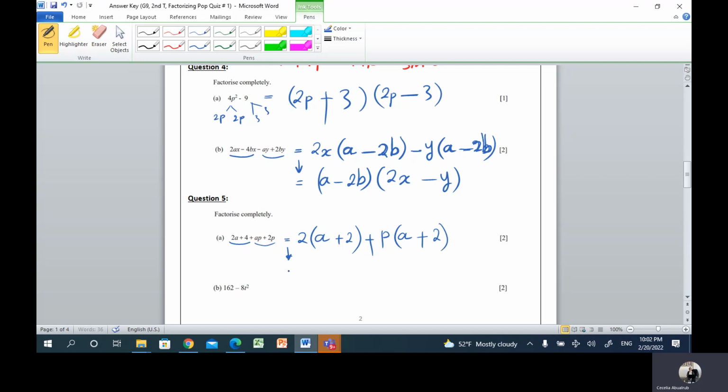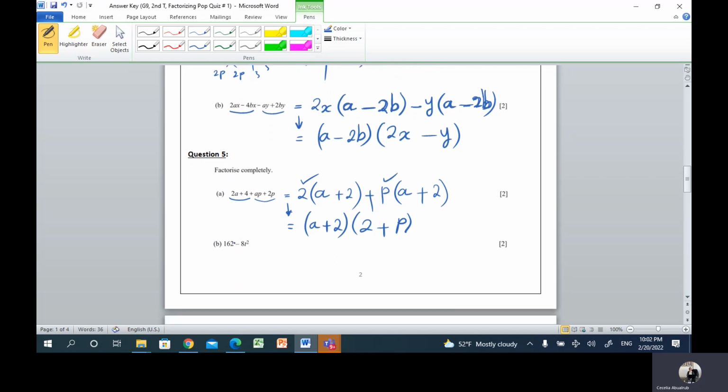Now what's common here is the expression a plus 2. So we put it inside a bracket and we open another bracket. What is left here? 2, plus what is left here? P. And the factorizing is complete.